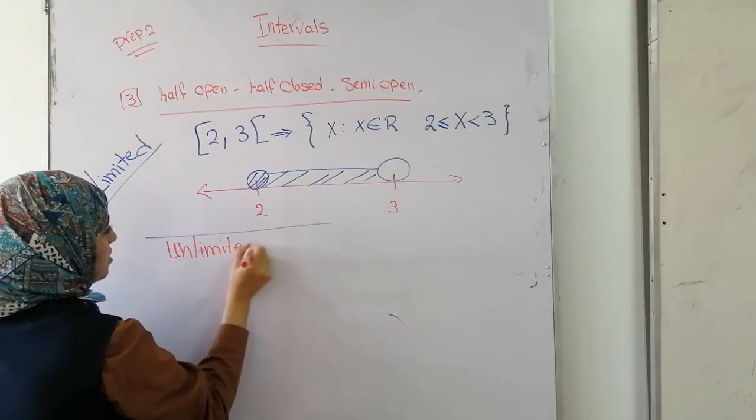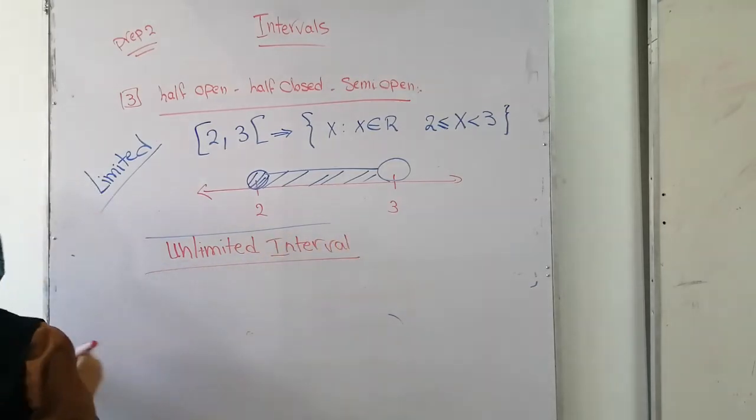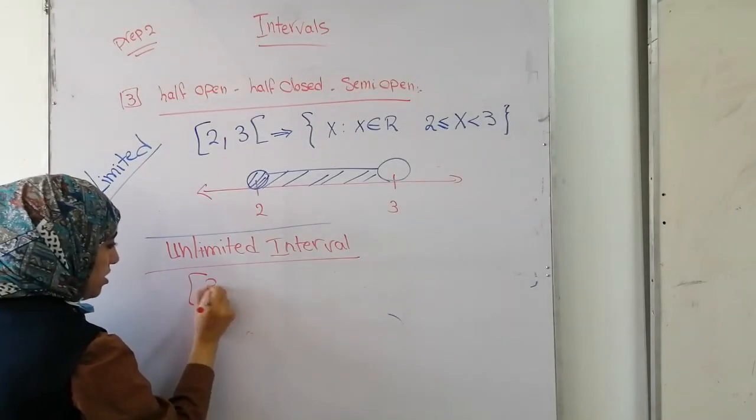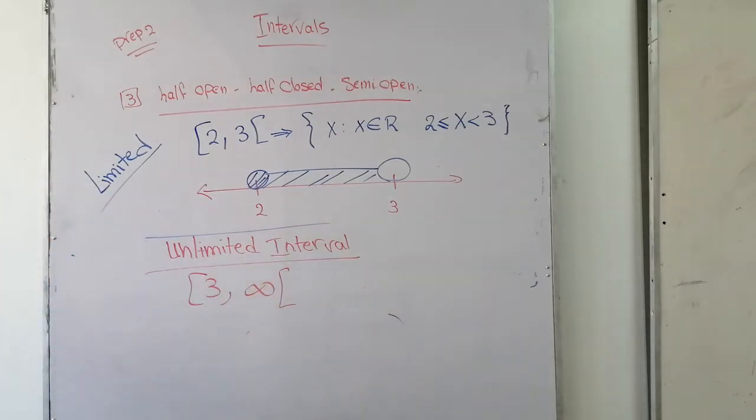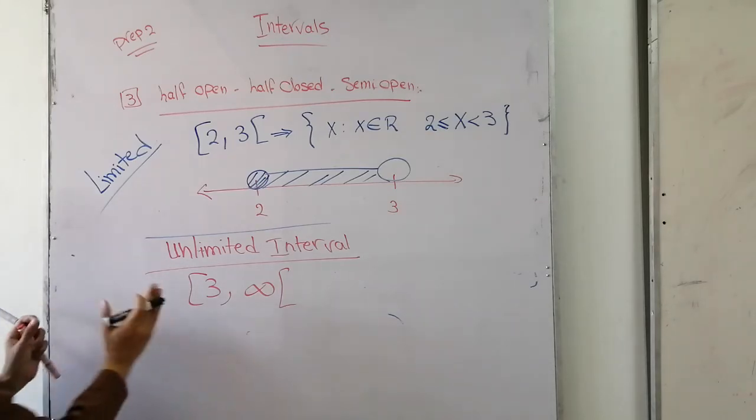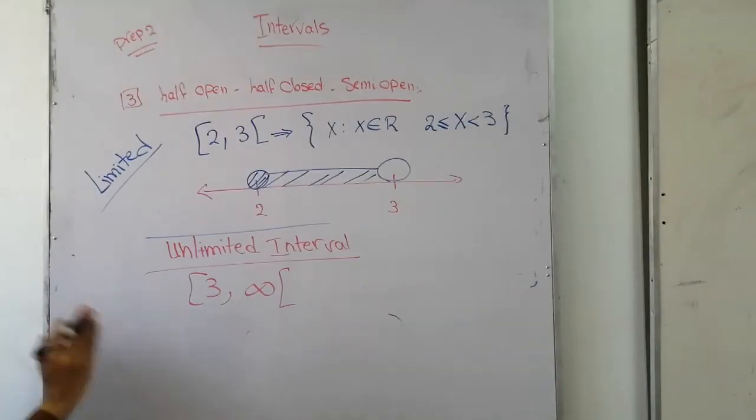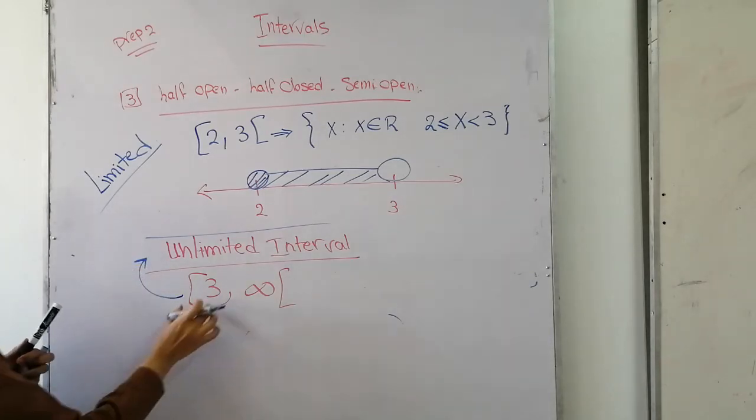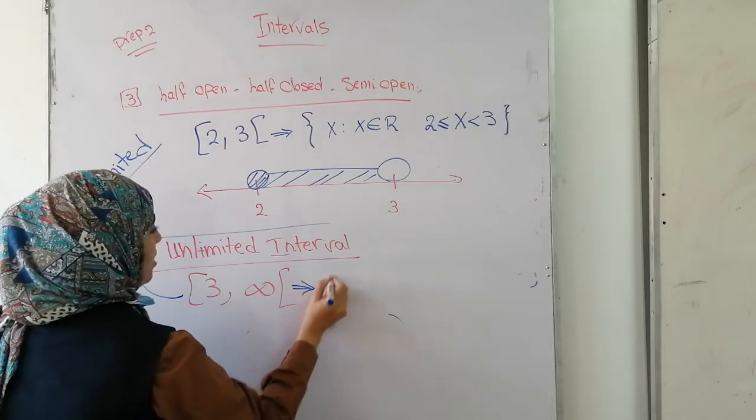The unlimited interval, like 3 and infinity. What is the meaning of 3 and infinity? Because the beginning is 3 and we have no end. So it's called the unlimited interval because it has a start point but it has no ending point. What shall I do if I want to convert it?